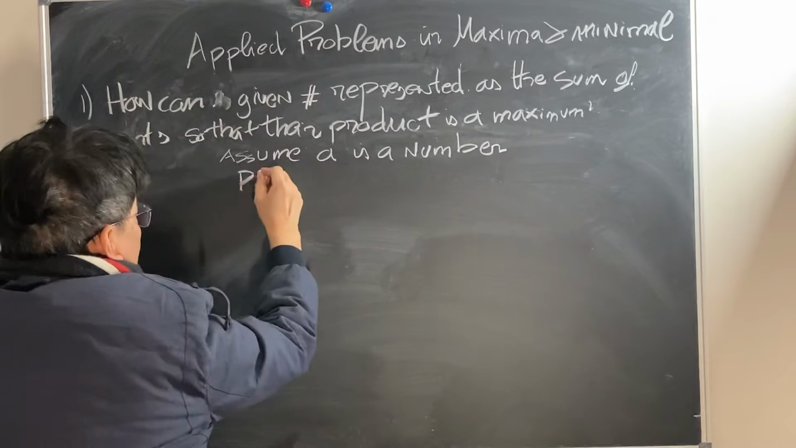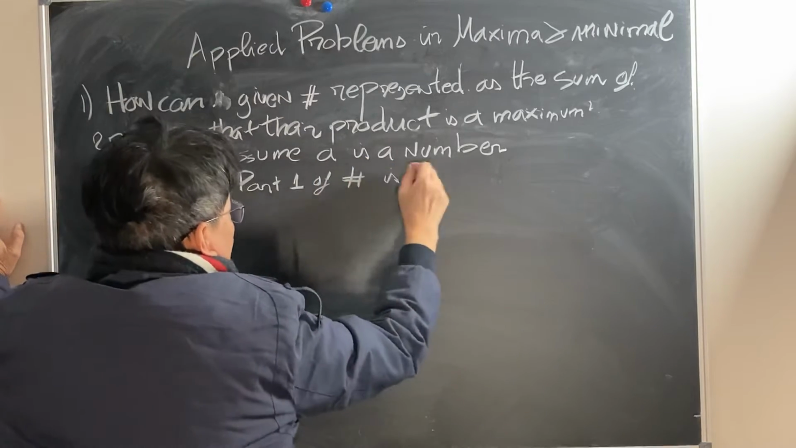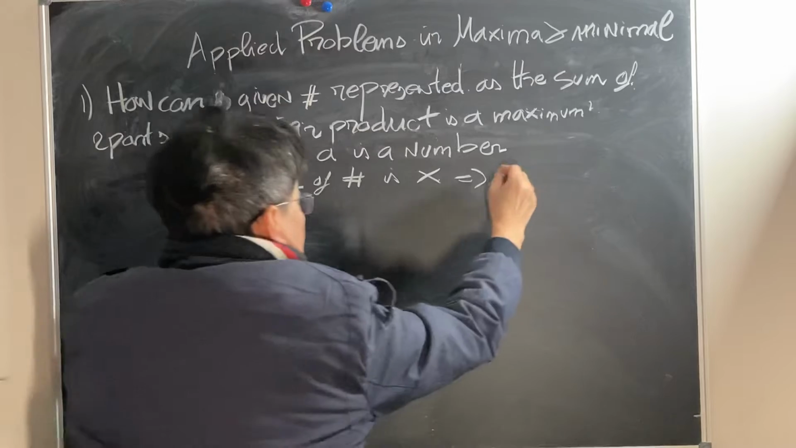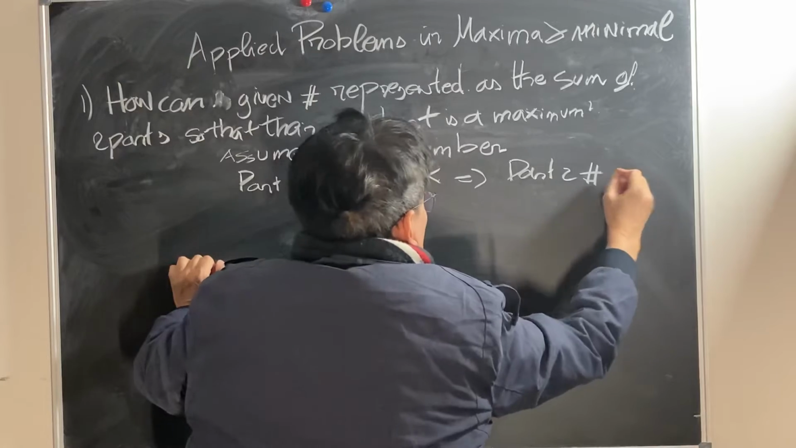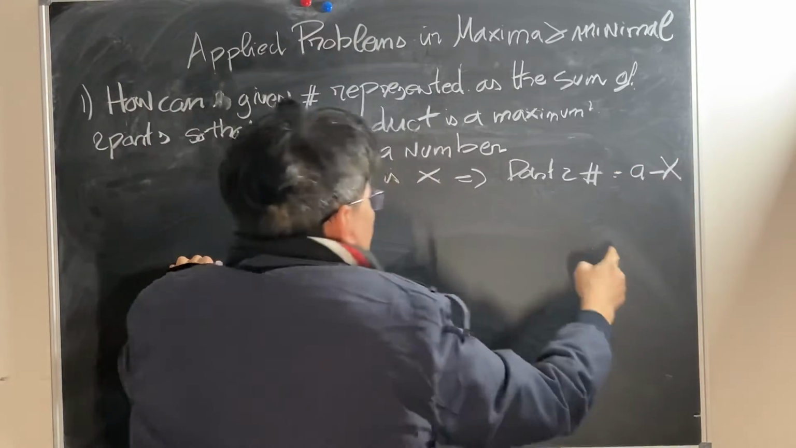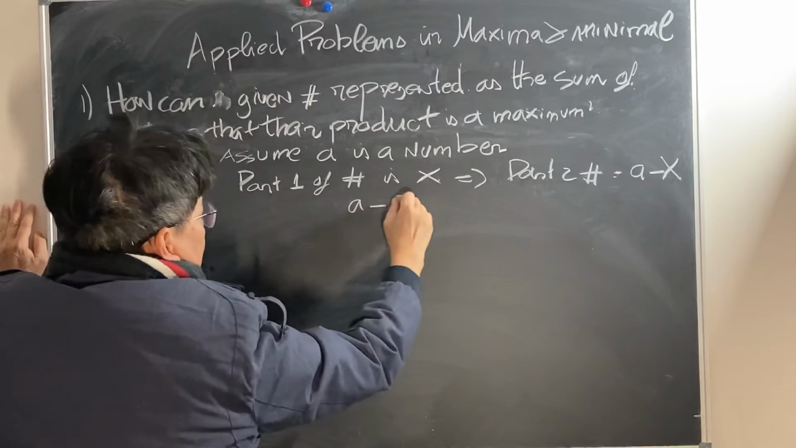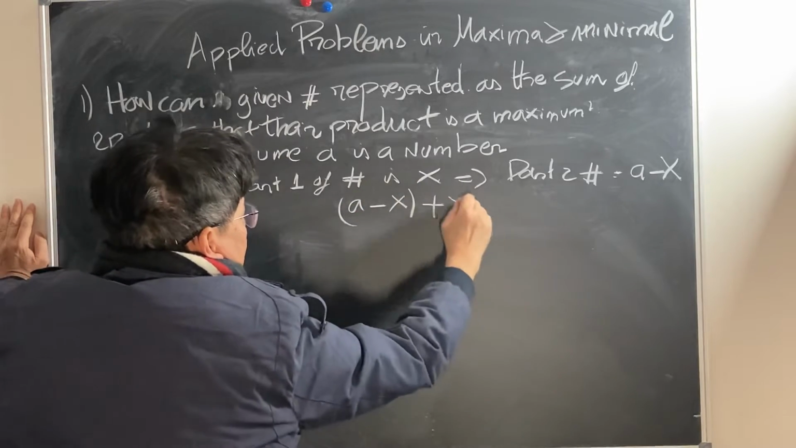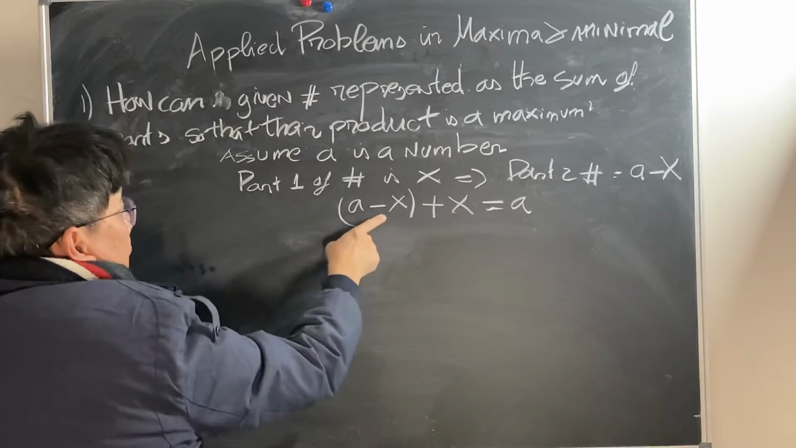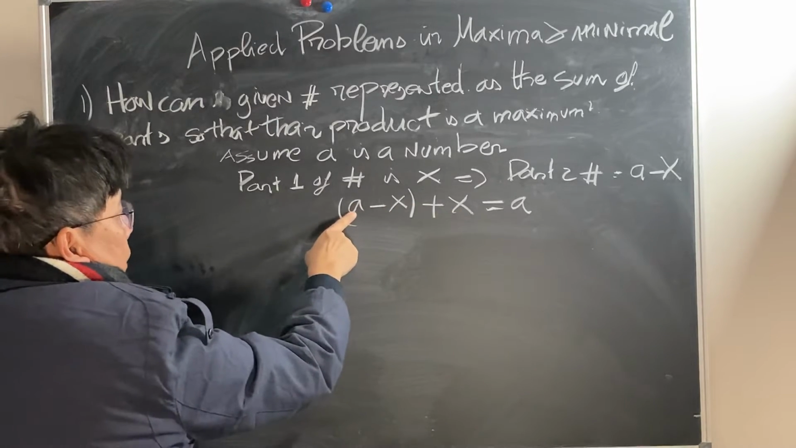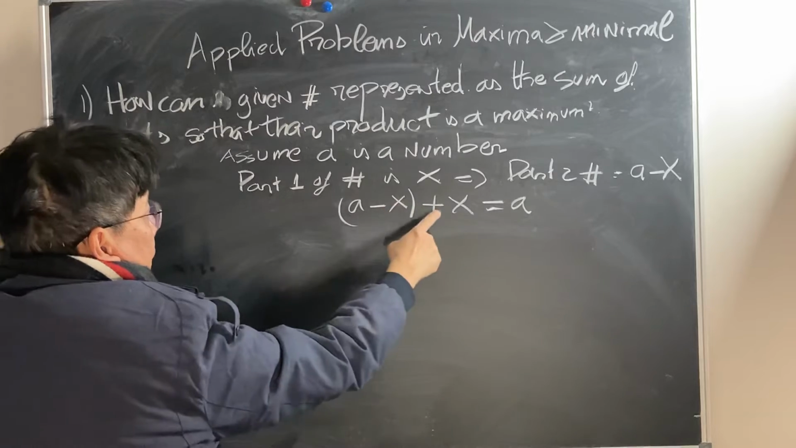So let's say the first part of the number is x, then part 2 of the number will be equal to a minus x. Okay, because the sum of these two numbers added up equals a. So this is the first number right here. The second number will be equal to a minus x, and a minus x plus x equals a.